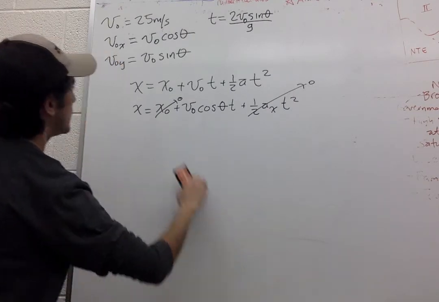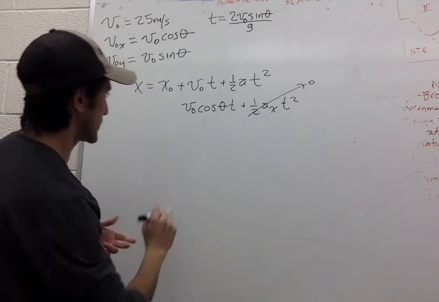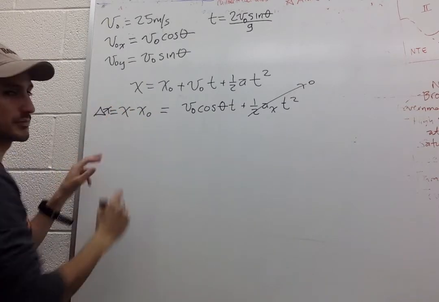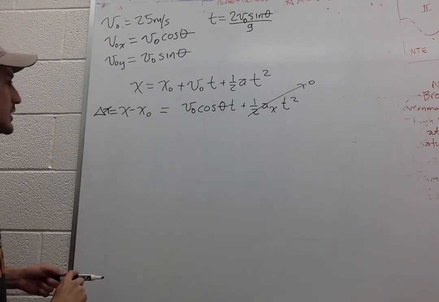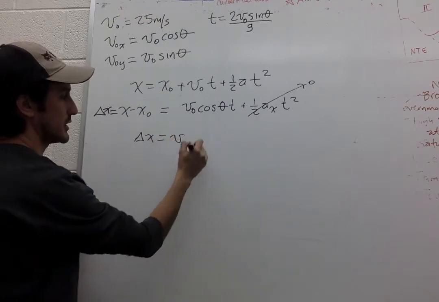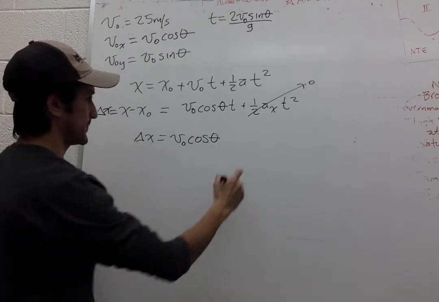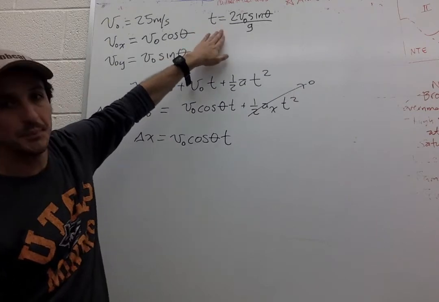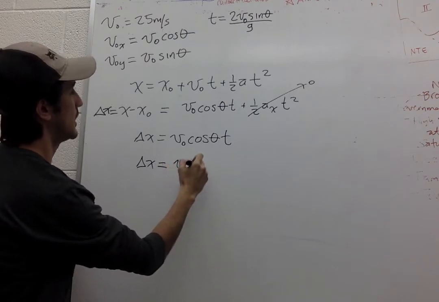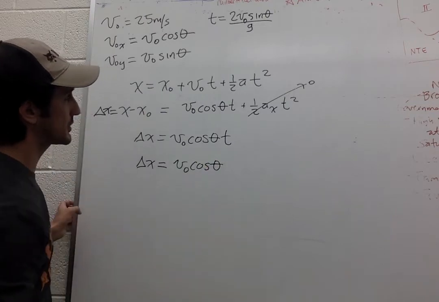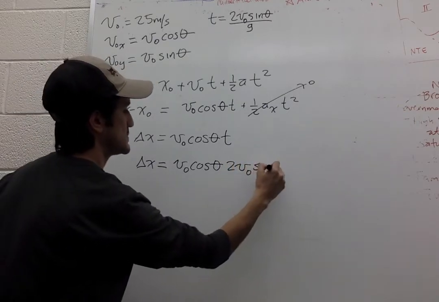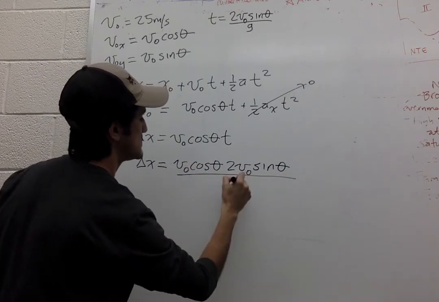Or if you prefer, perhaps more appropriately, you can put this one over here and make it the displacement. Either way is fine. What matters is that the displacement is going to be v naught cosine theta times the time. And we have the time over here. So the displacement is going to be v naught cosine theta times 2 v naught sine theta over g.